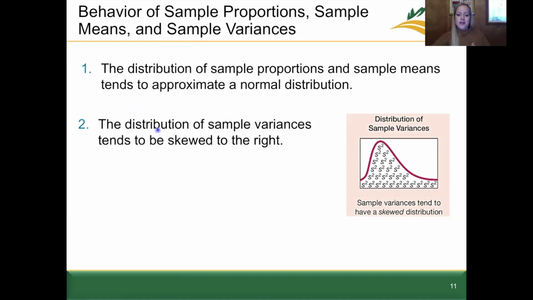Behavior number 2 here relates to sample variances specifically. So behavior number 1 here was for sample proportions and sample means. Now behavior number 2 here, the distribution of sample variances tends to be skewed to the right. If you remember our discussion on histograms, skewed to the right means we have a data set that looks like this. So we have sort of a tail of data to the right, where the data is focused here more on the left-hand side, and then the tail skews to the right. So this is positively skewed or skewed to the right.